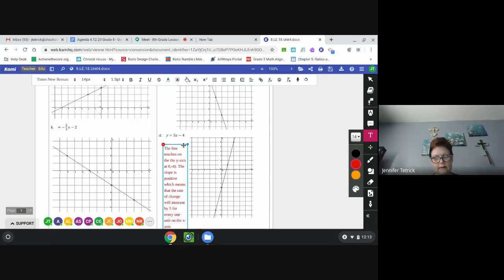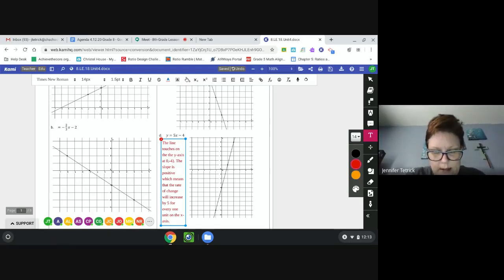And so hopefully this gives you a little bit of an idea of what we're looking for. And then you guys can go ahead. So I said for D, the line touches on the y-axis at 0, -4. I didn't even have to look, but I did check to make sure that it was on -4, okay? And I know that it's on -4 because my b that is constant and also my y-intercept is at -4. So I said the line touches the y-axis at 0, -4. So that means x is 0.